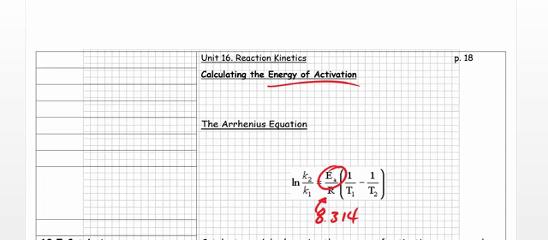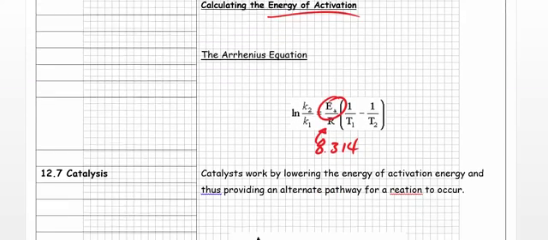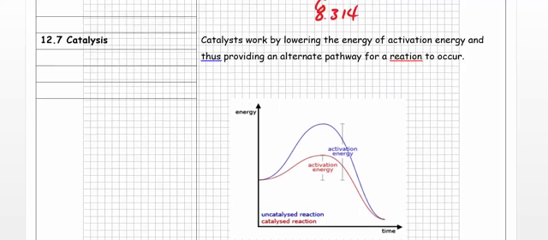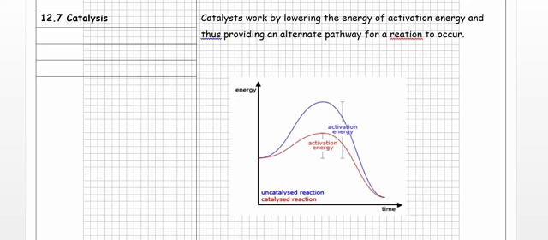So that's that. And we're going to finish up by talking a little bit about catalysis, all right? What do we mean by catalysis? Well, when we catalyze a reaction, what we're really doing is lowering the energy of activation. All right, so we've talked about the energy of activation, and by lowering the energy of activation, what we do is we provide an alternate pathway for that reaction to happen, right? And that's really all I need you to know for catalysis.